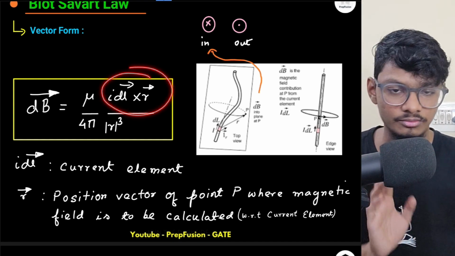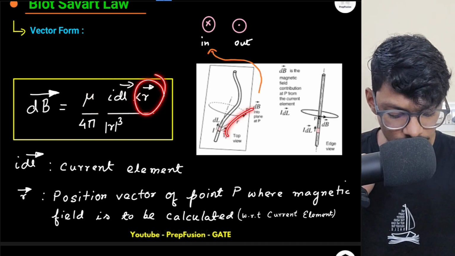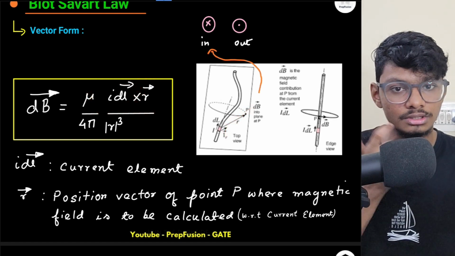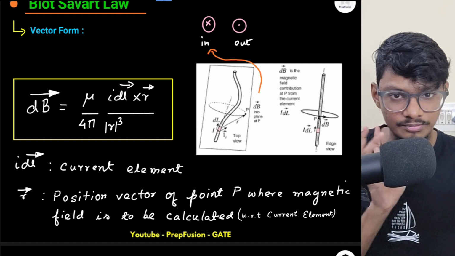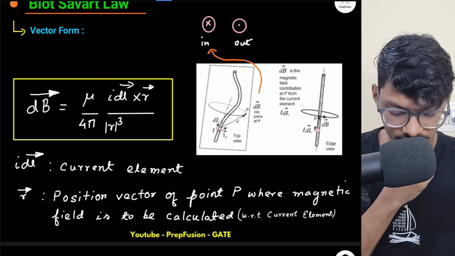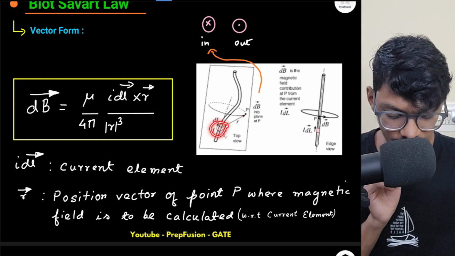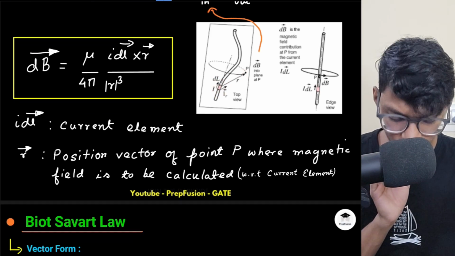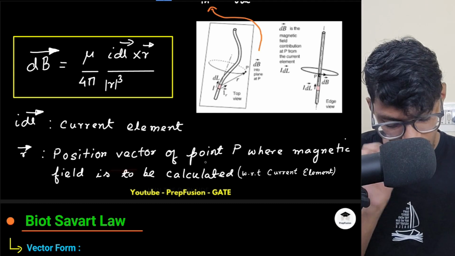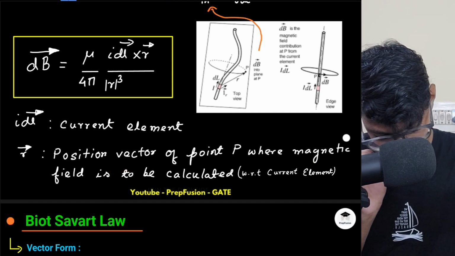So exactly the same thing: I'm doing the cross product of the current element and the position vector of the point P, and through that I will simply find the direction. Okay, I hope you understand. What is the position vector? Final minus initial, and final is this point.